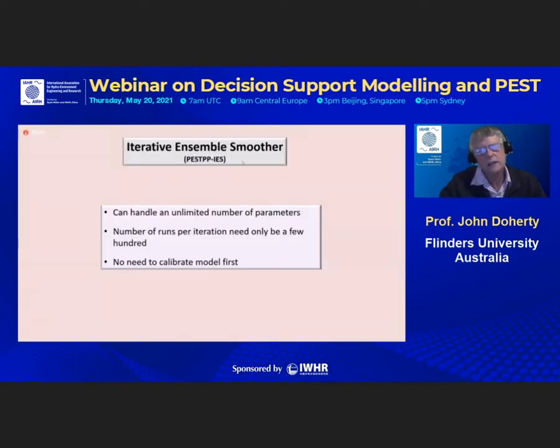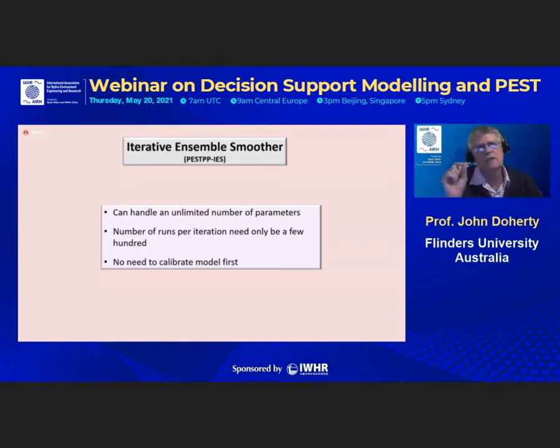And here, the new kids on the block are ensembles. And PESTPP-IES, a member of the PEST++ suite, brings to us the iterative ensemble smoother. Now, the beauty of ensembles is that the cost of history matching is independent of the number of parameters. Whether I've got 1,000 parameters or 100,000 parameters, the cost is the same and may only be a few thousand model runs.